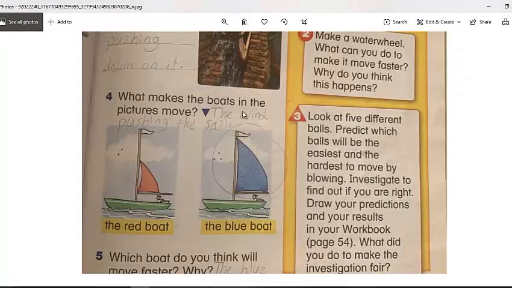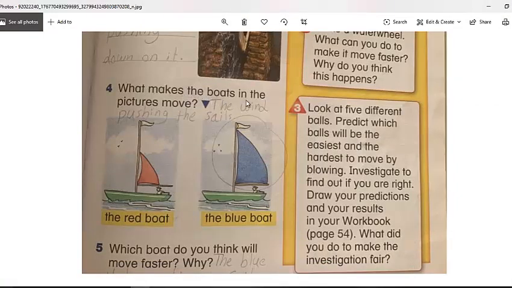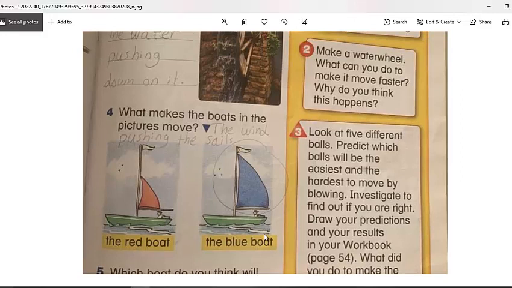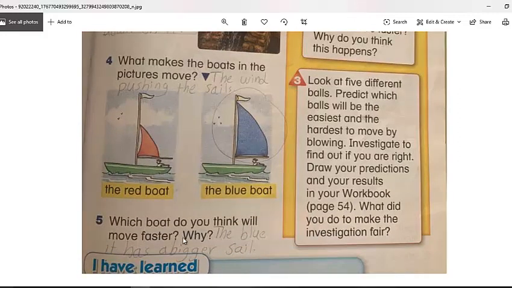Let's go to your book. Here it is. What makes the boats in the pictures move? Of course, the wind pushing the sails. Here I have a small sail and here I have a bigger one. I have the red and the blue. If I ask you which boat do you think will move faster? I circled it for you. The blue one, because it has a bigger sail. This is why the wind will push the sail faster, creating a bigger force.